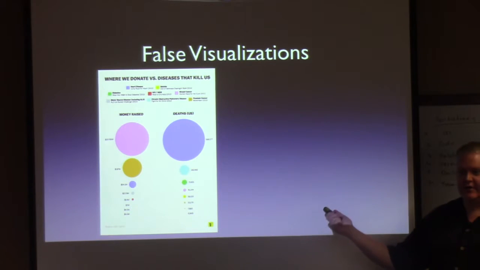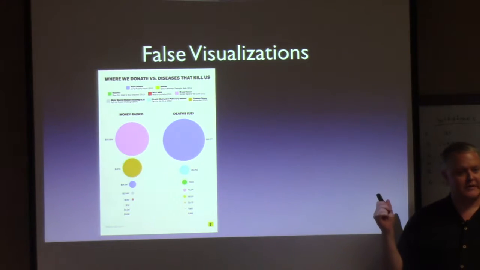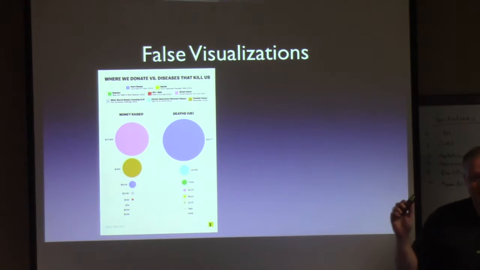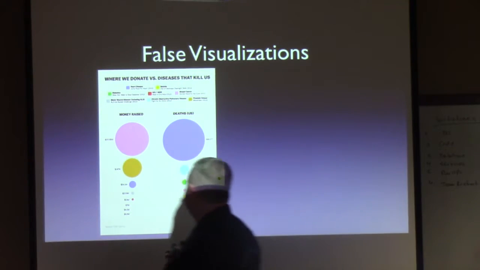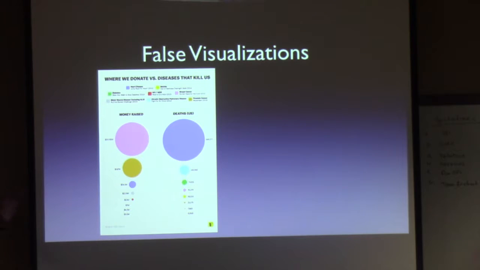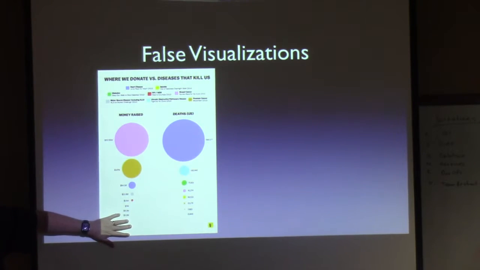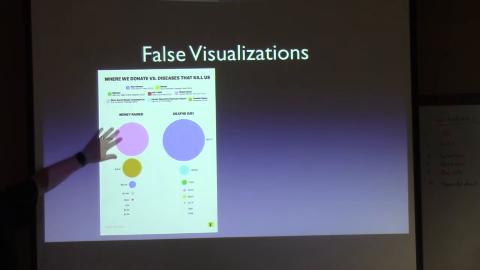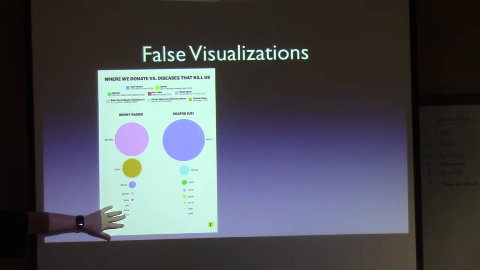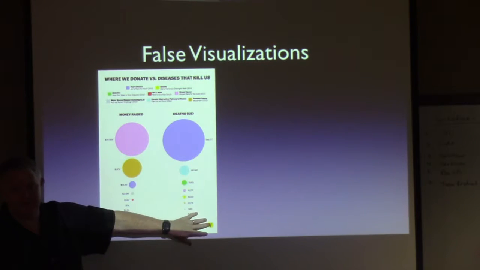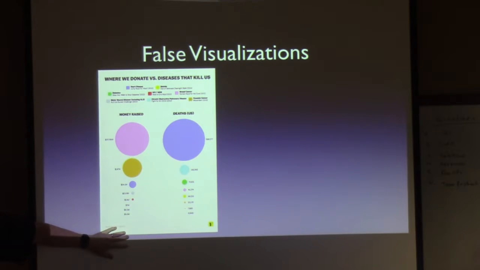Anybody remember this infographic from about 2 years ago? This was about the Ice Bucket Challenge. Everybody remember the Ice Bucket Challenge? So Vox Media put out this infographic. What it's trying to show is that this column are charities that are raising monies to fight diseases, and the size of the circle is how much money they're raising. And over here, these circles are how many people are dying from these diseases, okay?